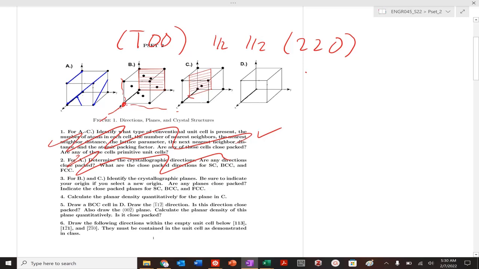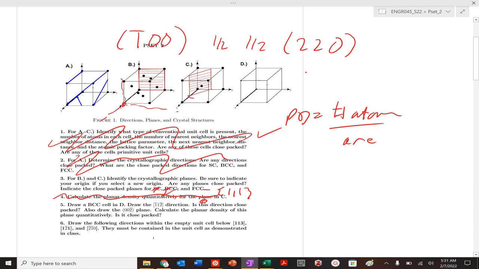Any of the planes close packed? Nope. We don't have close packed planes in simple cubic or BCC. For FCC, the only one is 111. Excellent. Calculate the planar density for the plane in C. Well, planar density equals number of atoms divided by the area, but there's no atoms, so that planar density is 0. That was a quick one.